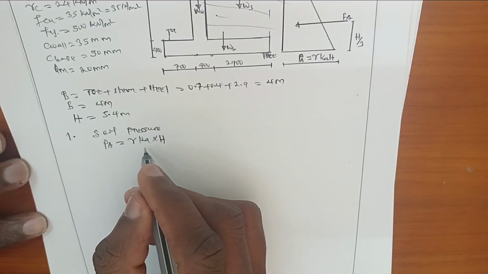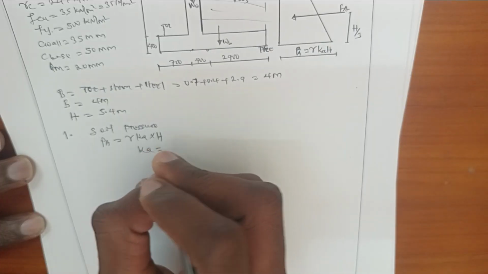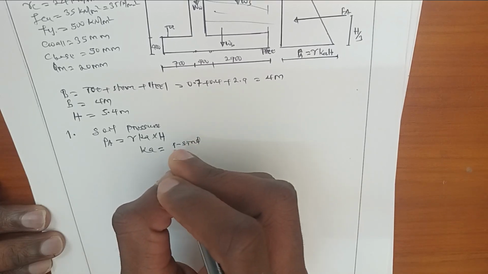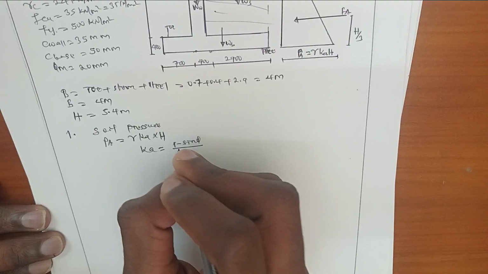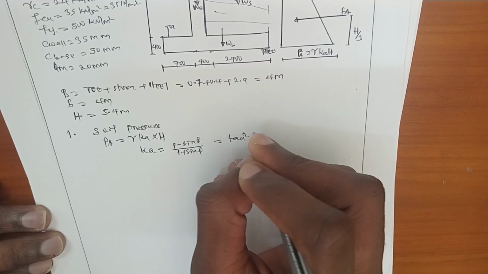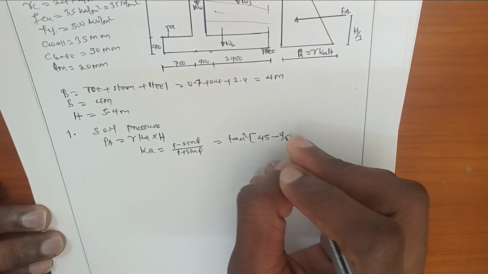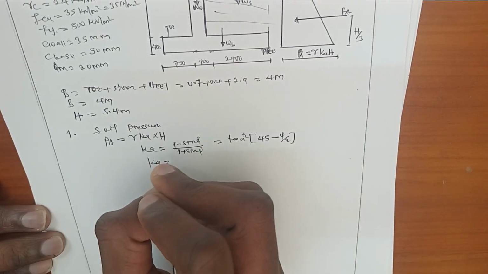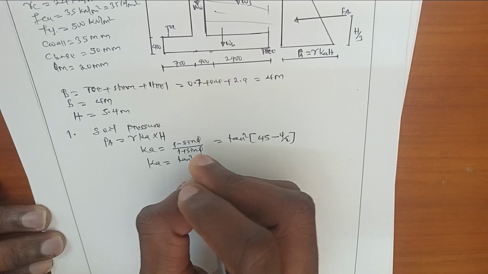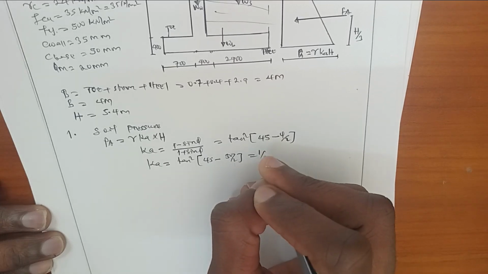Now, how can I determine this coefficient of active pressure? Coefficient of active pressure is determined by taking 1 minus sin of the angle of internal friction over 1 plus sin of the angle of internal friction, which will be equal to tan squared of (45 minus the angle divided by 2). So the coefficient of active pressure will be equal to tan squared of (45 minus 30 divided by 2). It will be equal to 1 over 3.